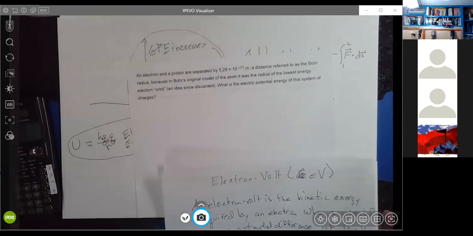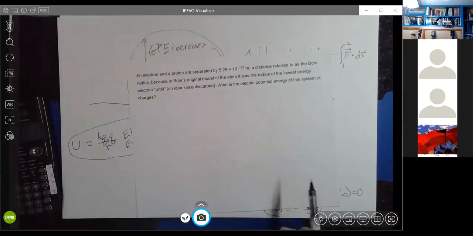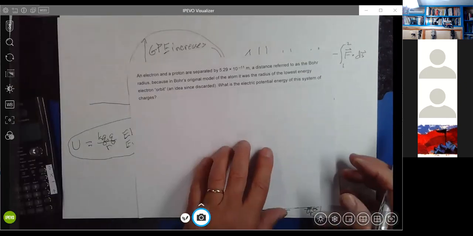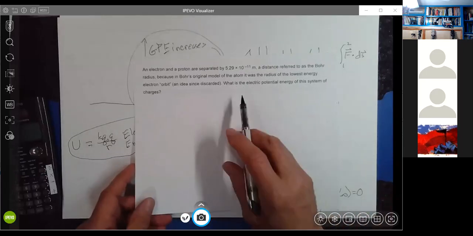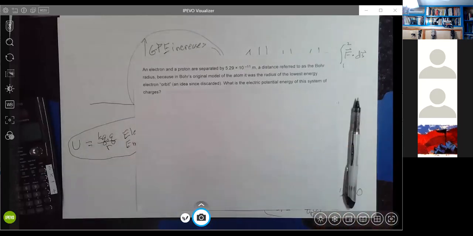So let's take a look at this electron and a proton separated by the Bohr radius is what this is called. And in Bohr's original model of the atom, which he came out with in, I want to think 1913, but I'm not positive. It's right around there somewhere. He had the electron orbiting the nucleus of the atom.